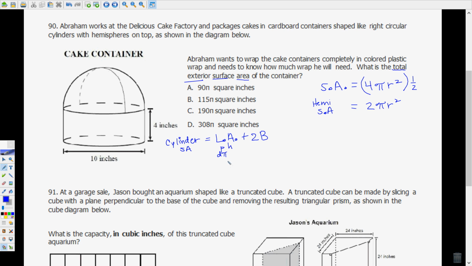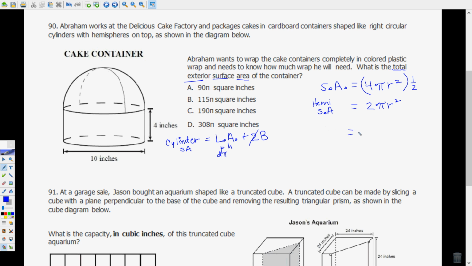Now on this one though, because we're only covering the outside with our saran wrap, we don't need to cover this base of the cylinder. We only need one base. So instead of 2 bases, we have 1 base. So now that we've thought this through, and we're going to add those 2 numbers together, let's actually put some numbers in.